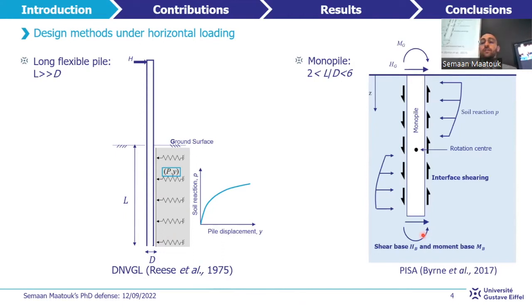Recently, within the framework of the PISA project, a significant improvement of the design method has been achieved. Additional soil reactions are incorporated other than the horizontal soil reaction P, including shear forces that act along the shaft of the monopile and a shear and moment applied at the base of the monopile. However, to date, there are no standards for the design of large monopiles for offshore wind turbines.